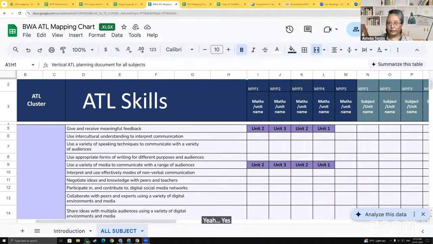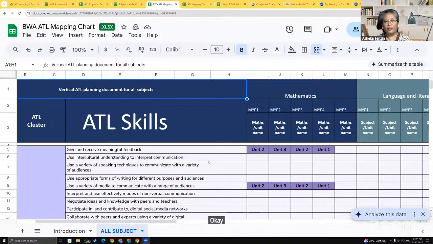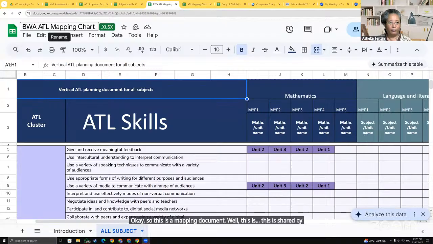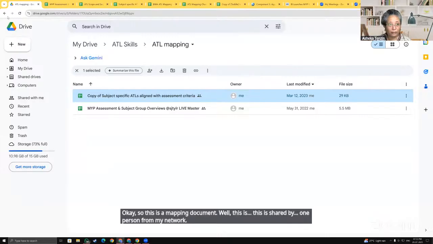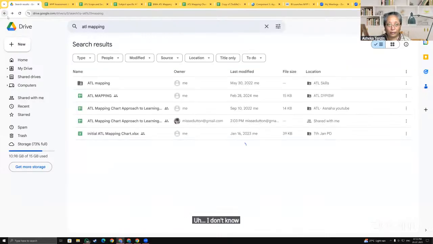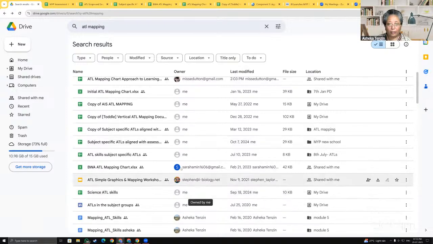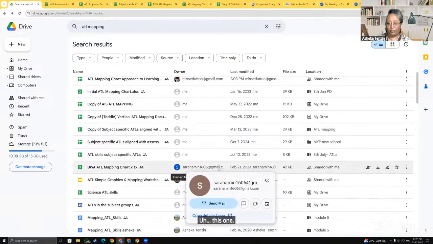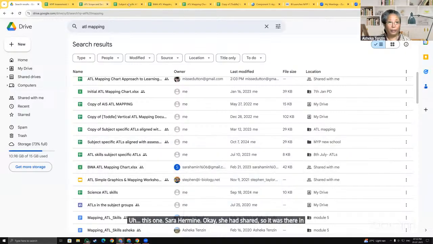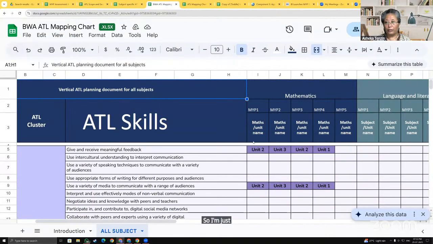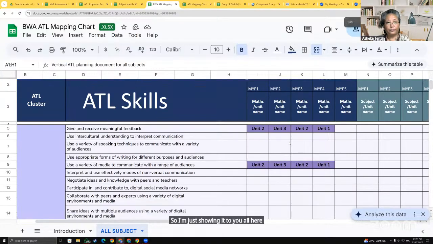Okay. So this is a mapping document which was shared by one person from my network. I don't know what her name is. This one, Sarah Hamin. Okay, she had shared it, so it was there in my document. So I'm just showing it to you all here.